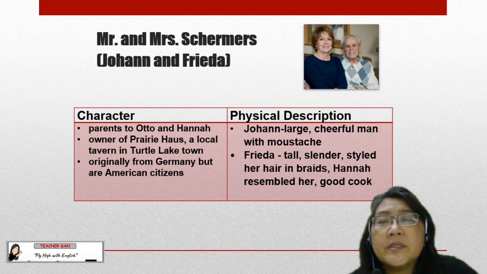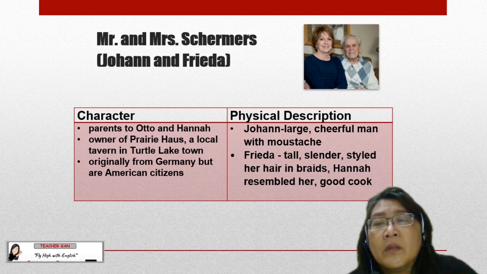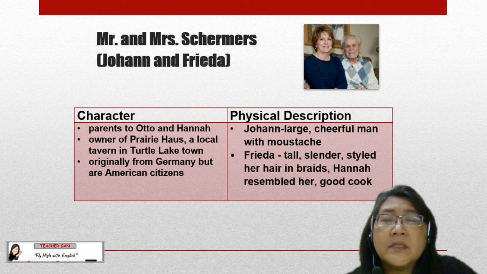The next characters are Mr. and Mrs. Schroeder. Mr. Schroeder is Johann and Mrs. Schroeder is Frida. They are parents to Otto and Hannah. They are owners of Prairie House, a local tavern in Turtle Lake. They were originally from Germany but are American citizens.